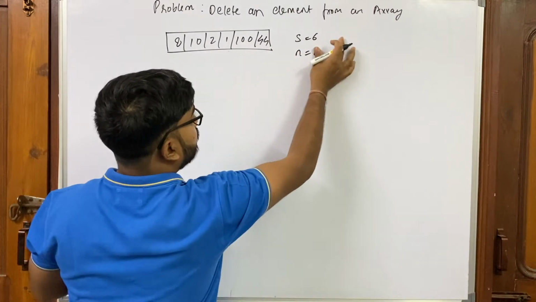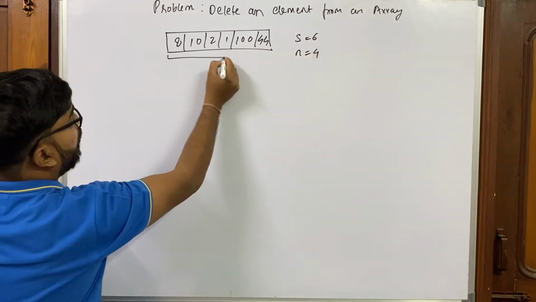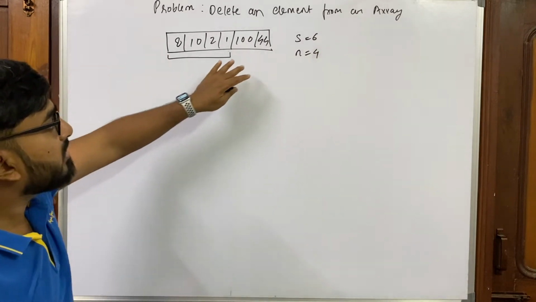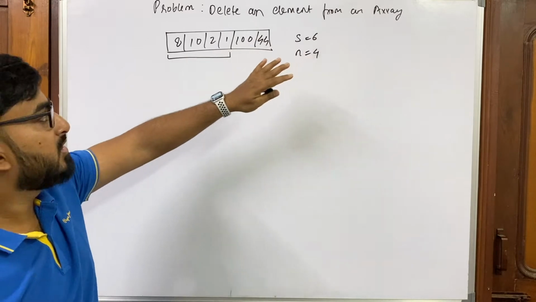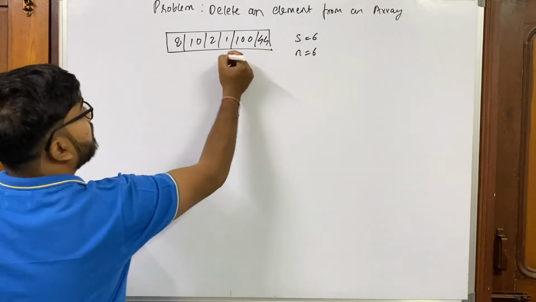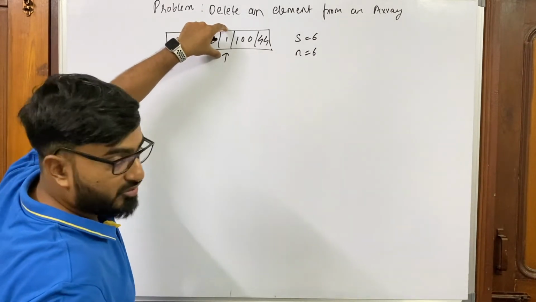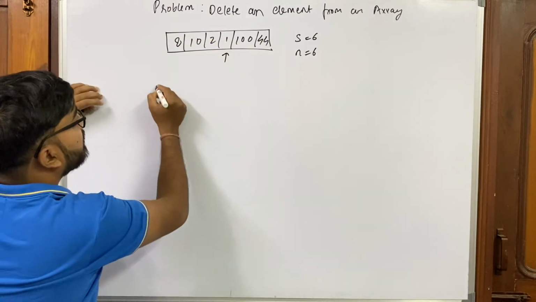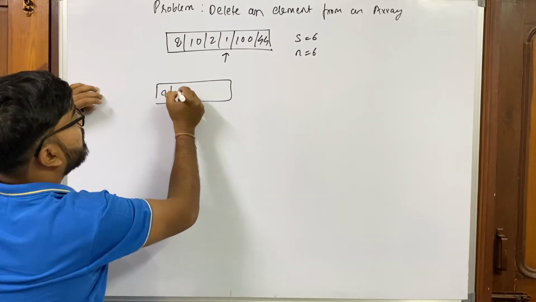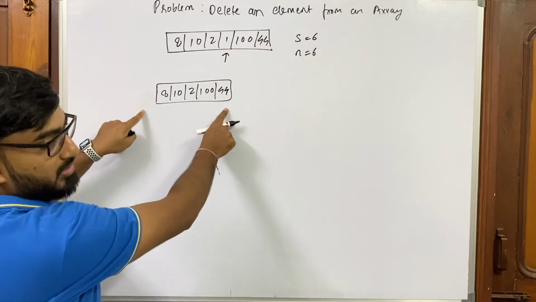So if n is equal to 4, I am using only the first 4 locations of this array, okay? And I don't care what is in the remaining locations. So I have 6 values, size is 6 and n is 6, and I want to delete 1. The size of this array is fixed, so I cannot actually remove a location from this and make it something like this: 8, 10, 2, 144. This is not allowed. We cannot do this.